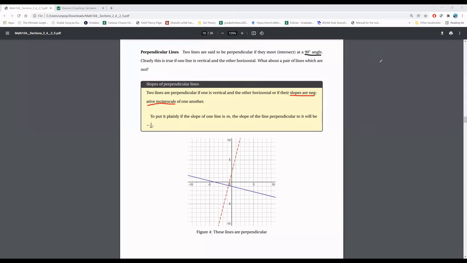What do we mean when we say negative reciprocals? Well, negative, that just tells me to flip the sign. So if the slope of one line is positive, the slope of the line perpendicular to it must be negative. Also, reciprocal. Reciprocal means flip the fraction.